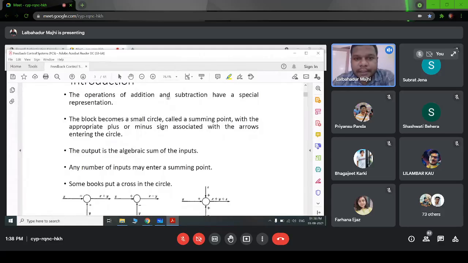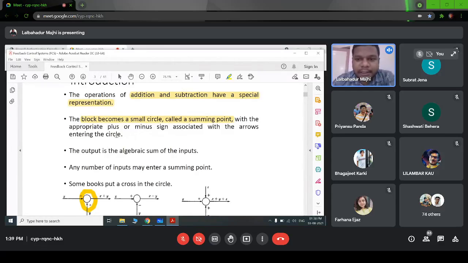The operations of addition and subtraction have a special representation. This operation for addition and subtraction is represented by this small circle. This block becomes a small circle and it is called a summing point. Remember this one. For addition and subtraction, we have a block represented by a small circle. It is called a summing point, with plus minus, or it can be plus plus also.